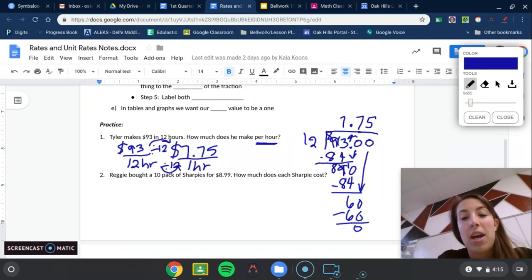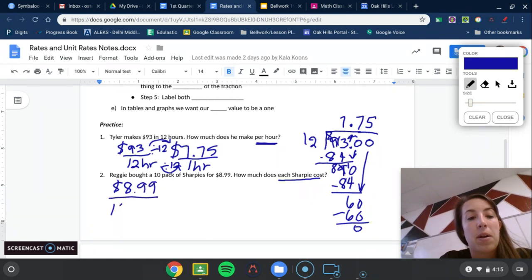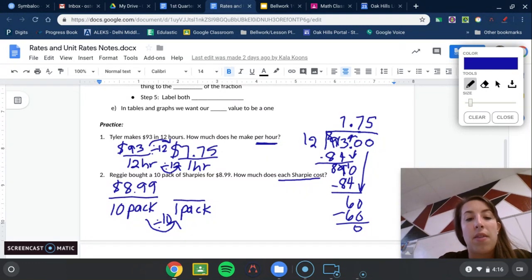When we set this up, they want each Sharpie. So that means they want the Sharpies on bottom because that's how much they want for one of them. But I know that it's $8.99 for 10 of them. So I'm going to put $8.99 on top and a 10 pack is on bottom. But I want to figure out how much it is for one pack. Okay, so I know to get from 10 to 1, I have to divide by 10. So I will divide by 10 on the top also, and that's where my long division is going to come into play.